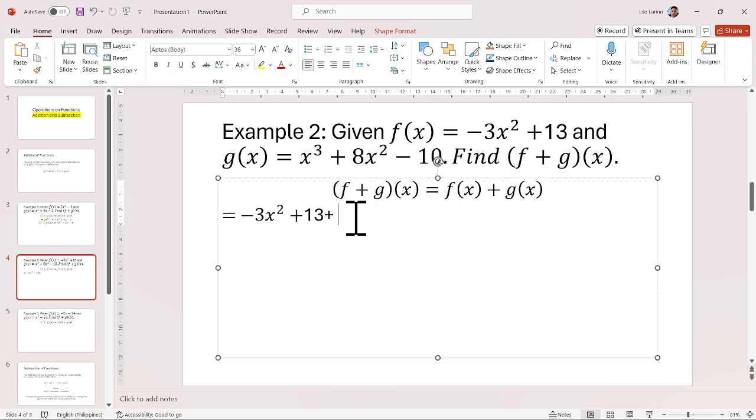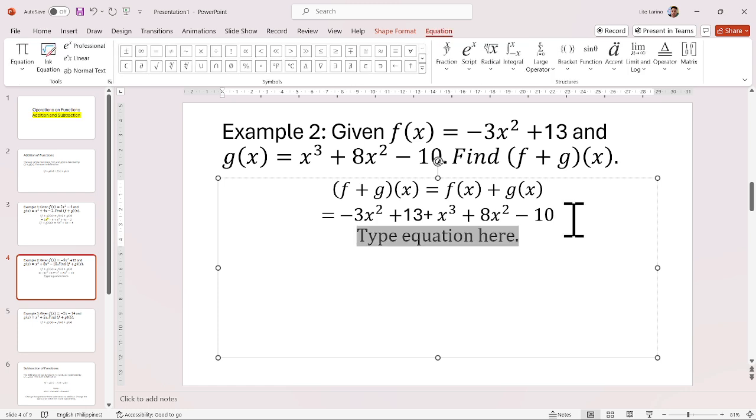We have now f of x is negative 3x squared plus 13, plus our g of x is x cubed plus 8x squared minus 10. Again, we will add similar terms, and we start with the terms with the highest exponent of our variable x. Okay, then let's do this.